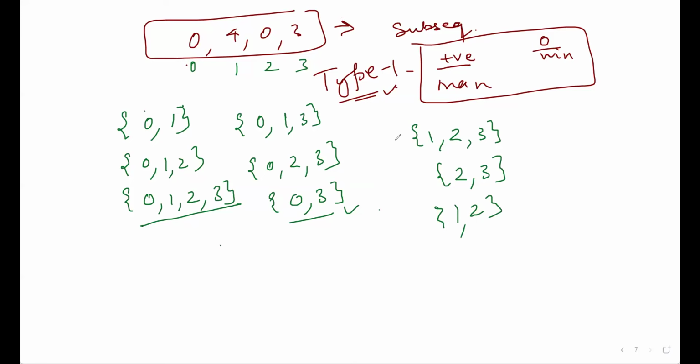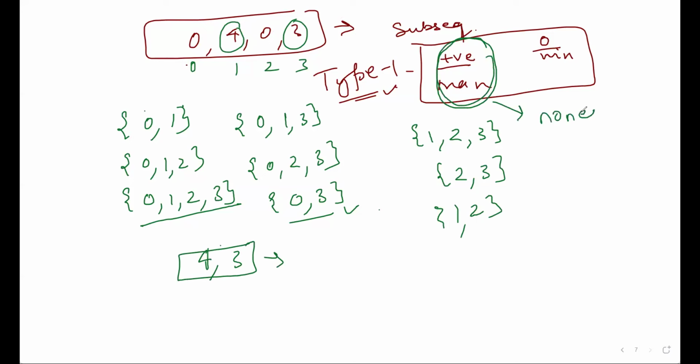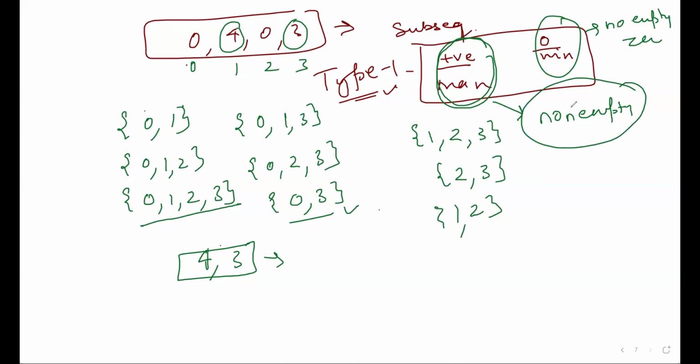But how are we getting those 9 subsequences? Very simple. We are collectively taking positive values. So for 4, 3, how many non-empty subsequences can we have? For positive values, let us find the non-empty positive subsequences. And for 0, let us find the non-empty 0 subsequences. If we can find how many non-empty positive subsequences there are, and how many non-empty 0 subsequences there are, then their product will tell you the total number of type 1 subsequences you can form.